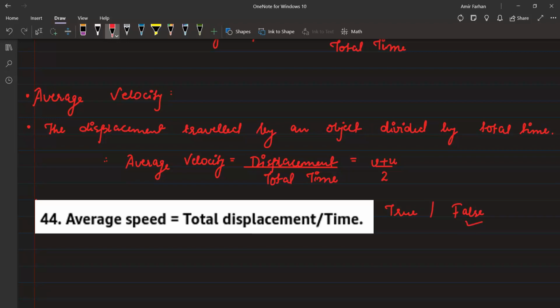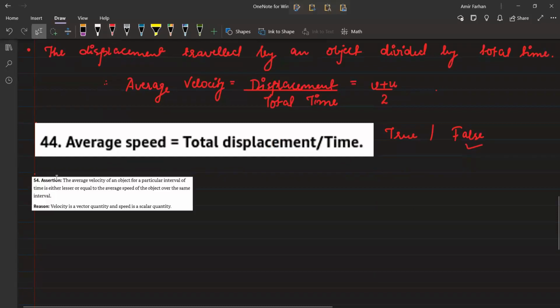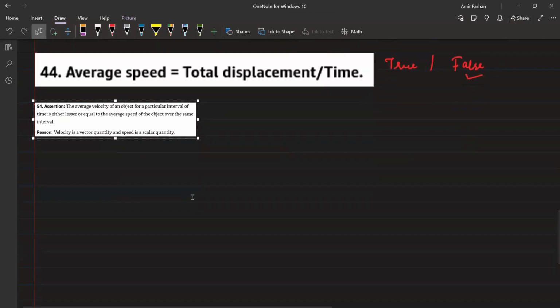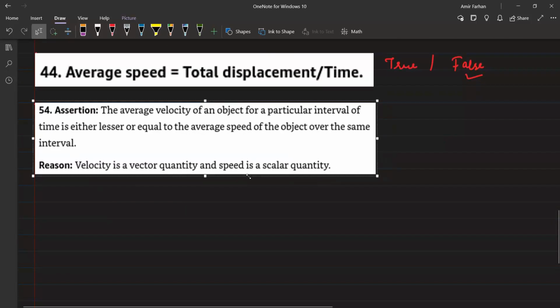Okay. Let me take one question which is an assertion and reason, and you have to tell me which one is correct. The assertion and reason is based on average velocity and average speed. A option means assertion and reason are correct, and reason is the correct explanation of assertion. B, the assertion and reason are correct, but reason is not the correct explanation of A. C option, assertion is correct.